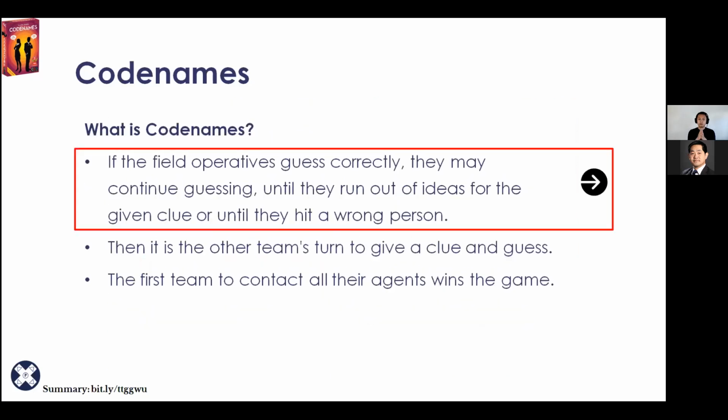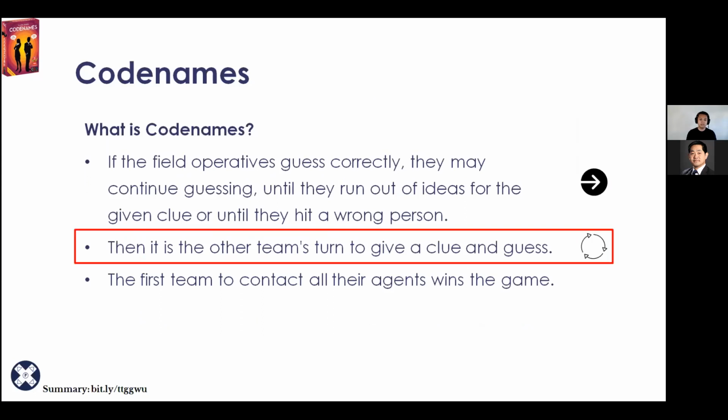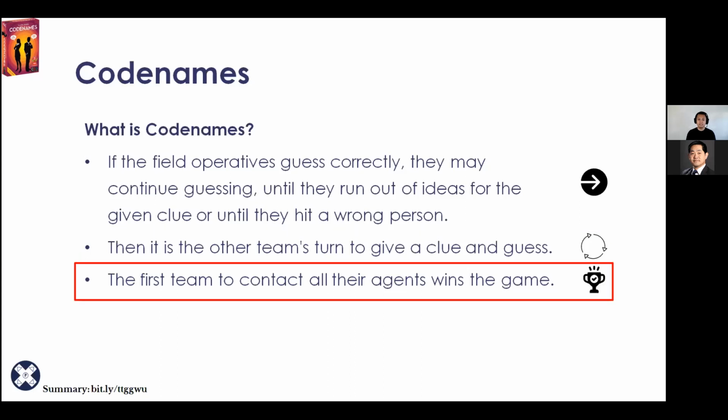So in Codenames, when those field operatives guess correctly, they can also continue guessing cards on the board until they run out of ideas for the given clue, or until they hit the wrong person. And I'll explain a little bit more about what that wrong person could be like in some of the future slides here. Then afterwards, the other team is going to have a turn to give a clue and guess. And then the game ends when one team is able to contact all of their agents. And once they do that, they win the game.